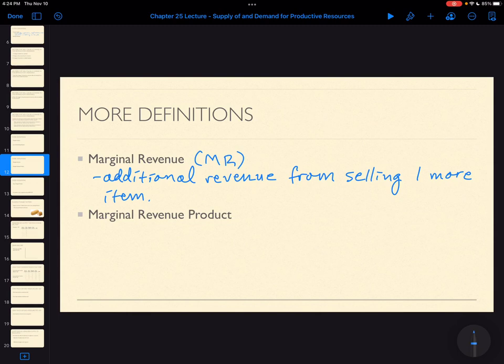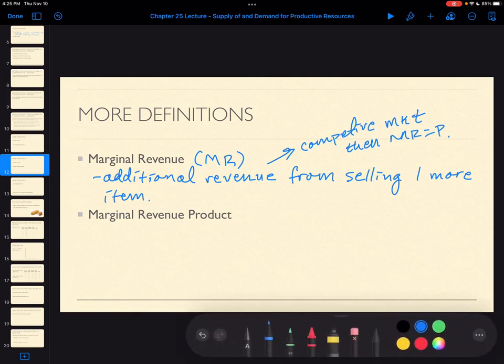Usually, if it's a competitive market, then marginal revenue is generally equal to the price. This makes sense: if I sell another loofah for $2, my additional revenue is $2. So that's what we mean by marginal revenue. Marginal revenue is the additional revenue our company gets when it sells another item or another piece of product.